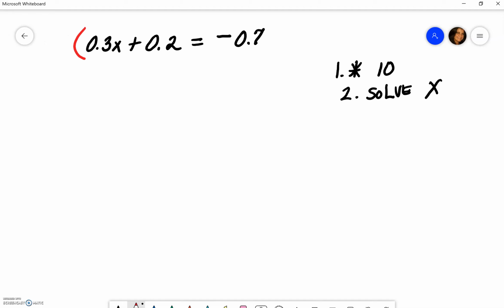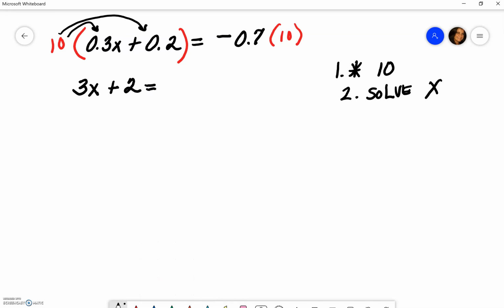So this side, we're going to multiply by 10, and we'll multiply this by 10 also, based on our instructions. And when I do that inside the parentheses, I can't combine anything, so you're going to be multiplying this and this. So we end up with an answer of 3x plus 2 is equal to -7 when you multiply by 10.